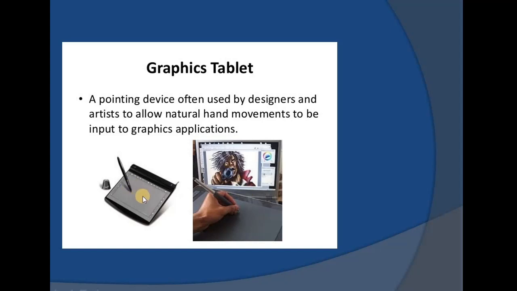It basically consists of two parts. One is the flat surface, and then the pen. On this surface you actually draw the diagram. The moment you start drawing the diagram or writing something, that will be replicated on the screen. For that we require some software as well, like Microsoft Outlook.